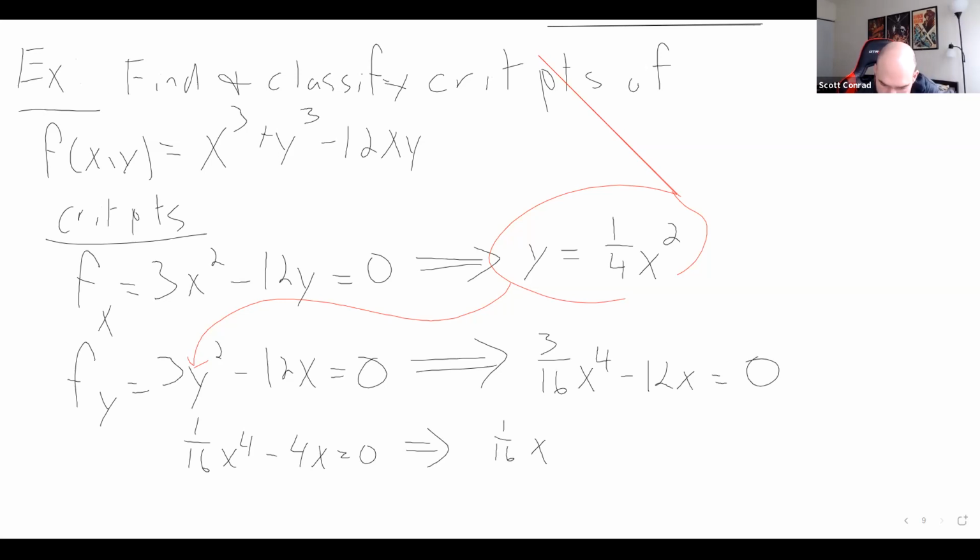So in other words, I get x cubed minus, and when I multiply 4 by 16, the reciprocal, we get 64. And so from this equation, I see either x is equal to 0 or x cubed minus 64 is equal to 0. In other words, x is equal to 4.